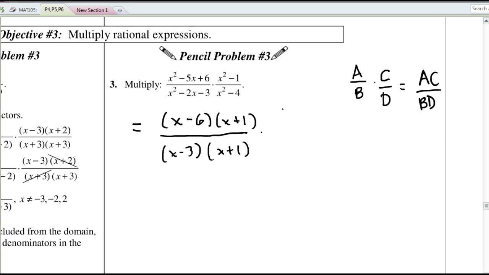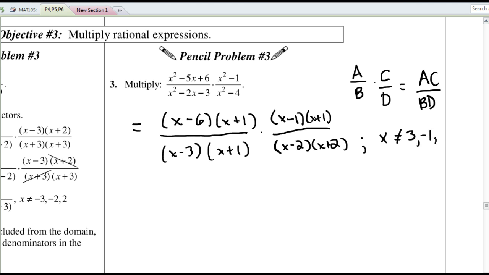And then we have two sets of differences of squares on the second one. x - 1, x + 1, and then we have x - 2, x + 2. And then we just want to first write down all the things we're going to exclude. So we don't want what numbers? Well, x can't be equal to 3, can't be equal to -1, can't be equal to 2, and can't be equal to -2. I'll reorder those in increasing order next step. But basically, those are the ones we have to exclude, and then we can start canceling.